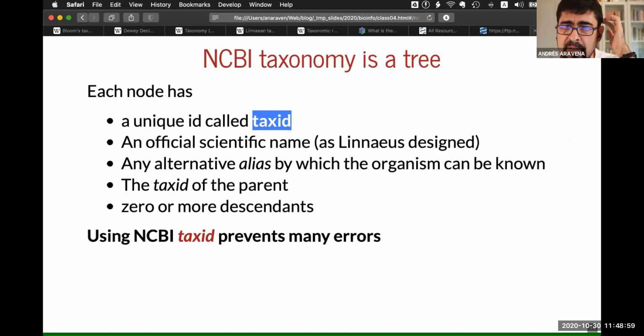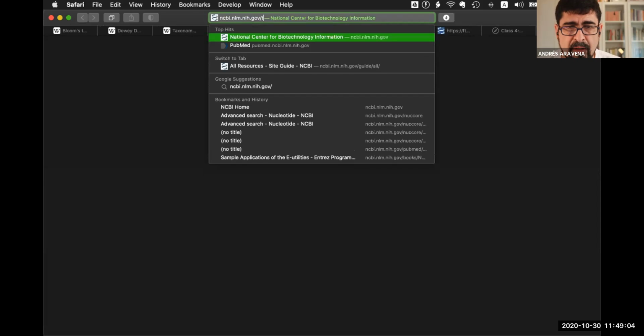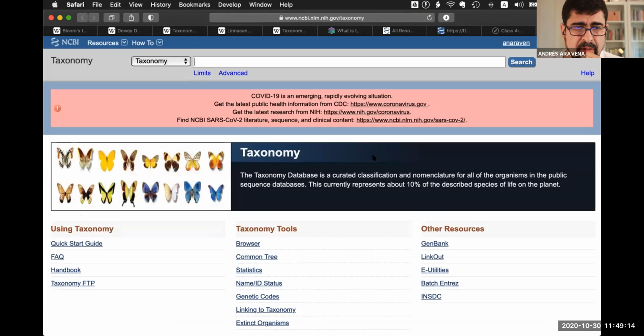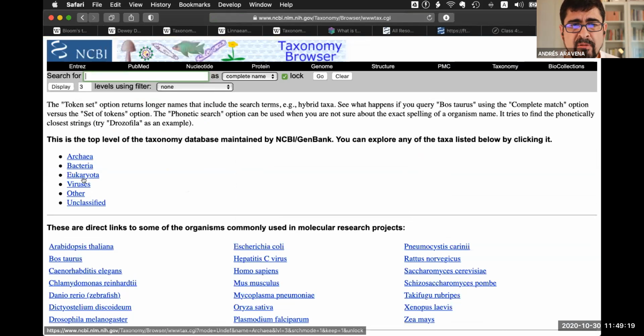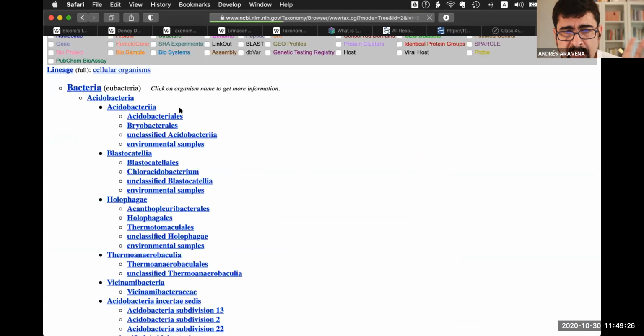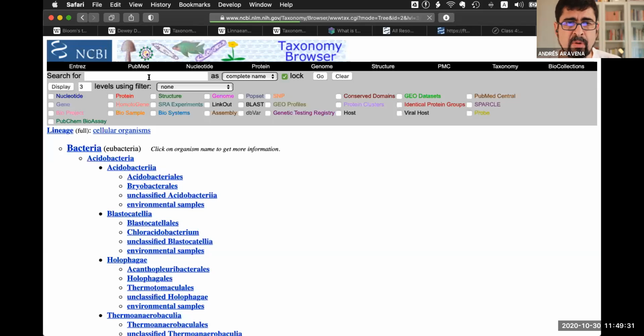So in NCBI, let's go to taxonomy. There's something like the taxonomy browser, and here you have the first separation. Let me go to bacteria. Here you see the basic tree. It is a tree because they are separated in a given way. Let me show you the organism I was looking for.